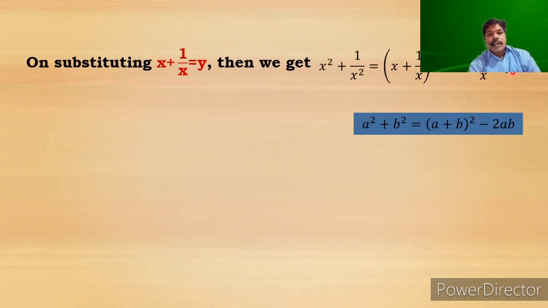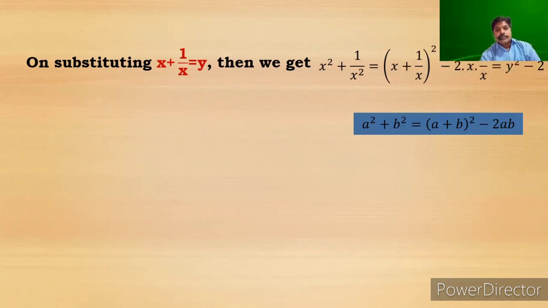So what is the formula I am going to use? x plus 1 by x. So see students, x square plus 1 by x square is in the form of a square plus b square. a square plus b square you can write as a plus b whole square minus 2ab. So what happens?